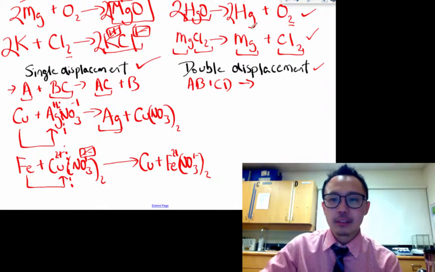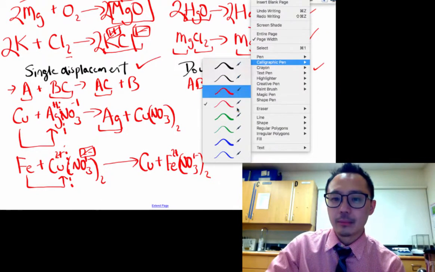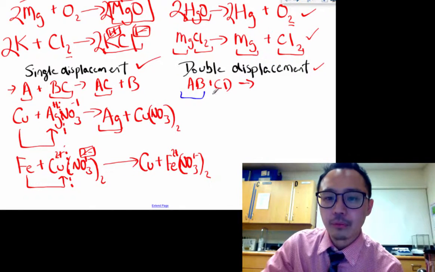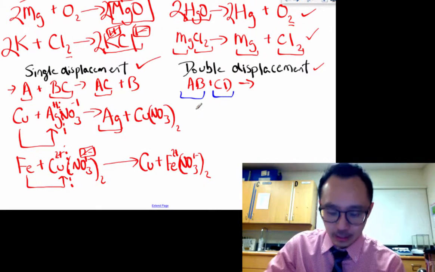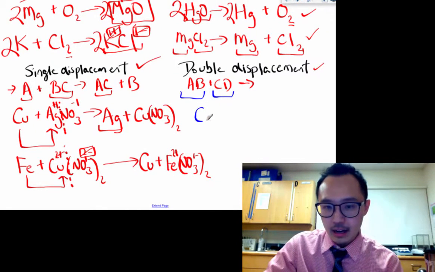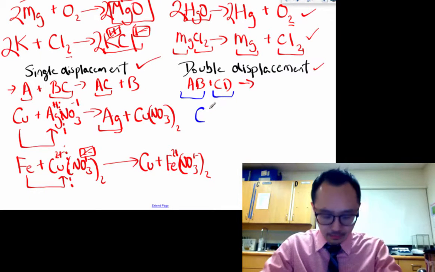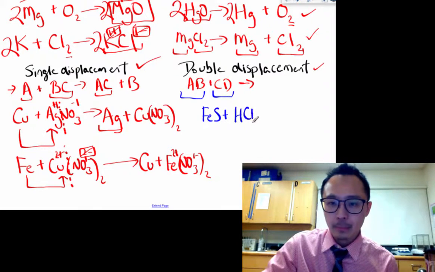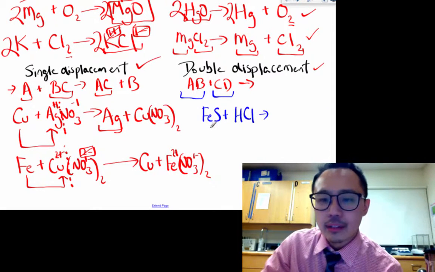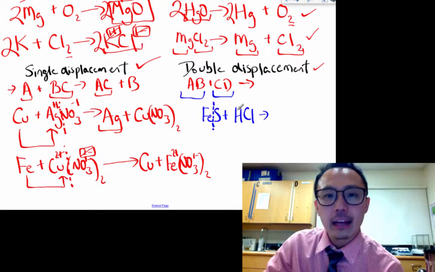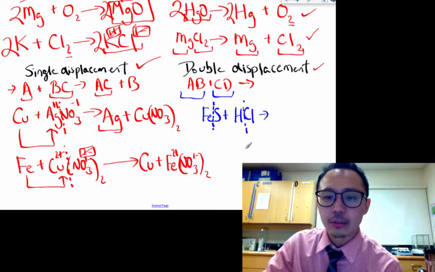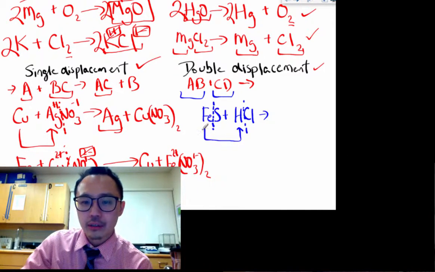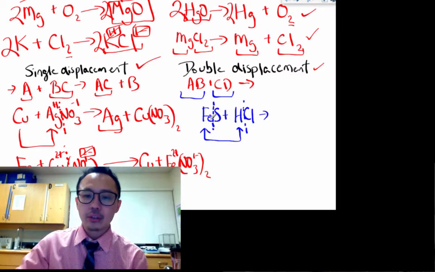Double displacement, let me see if I can change colors, is very similar, but now you have 4 different sort of ions. So an example of this is, let's try, iron sulfide plus HCl. So you're putting iron sulfide in acid. You notice that iron and sulfide can be split into your cations and anions, likewise with your hydrochloric acid. So what's going to happen is that your cations are actually going to just switch places with each other. So H is going to go where Fe is.